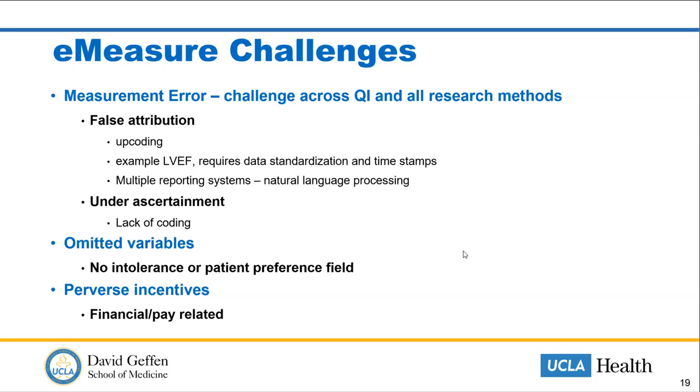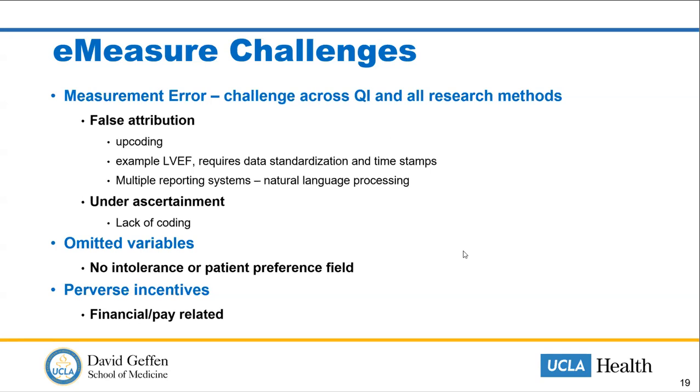You can have under ascertainment. That's a common problem in the VA, where we don't code our problems in patients' charts. Patients have heart failure. No one's put in a diagnostic code for years. And so that patient is never included in any type of quality intervention or in studies.